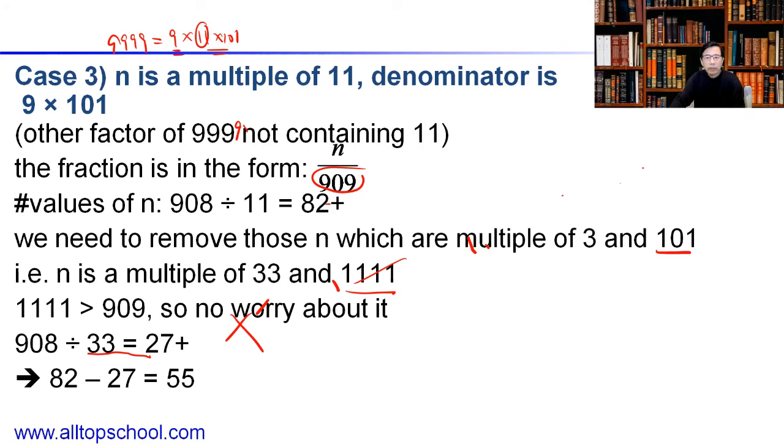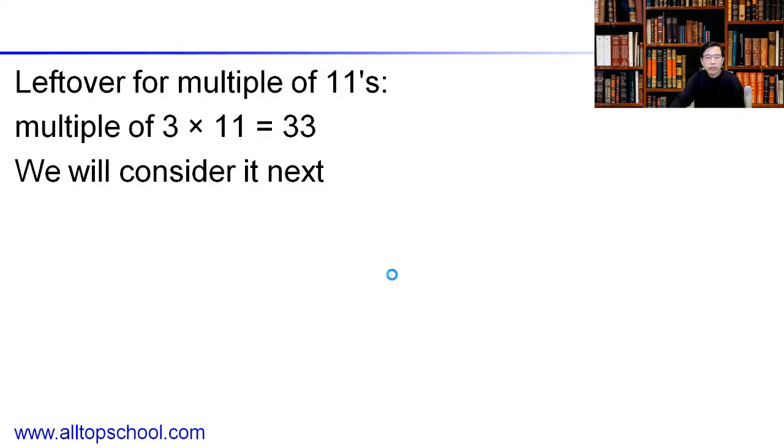Okay. The next case, certainly we already noticed that we still have some leftover for multiple of 3 and also multiple of 11 at the same time. This time we already noticed that the leftover for the multiple of 11 is a multiple of 33 as well, the same as the leftover for the multiple of 3, which we didn't count. So now we're going to consider this common case, which are leftover from them.